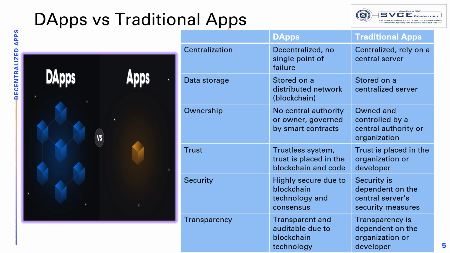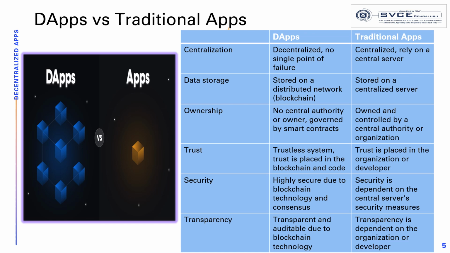In DApps, there is no central authority or owner governing them. They are governed by a smart contract, which we will be discussing later. Whereas traditional apps are owned and controlled by a central authority or organization. DApps are a trustless system. Trust is placed in the blockchain and code, whereas in traditional apps, trust is placed in the organization or developer.